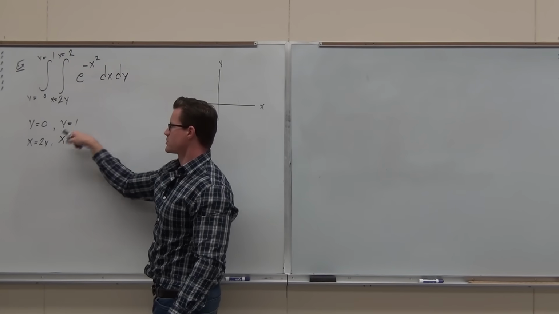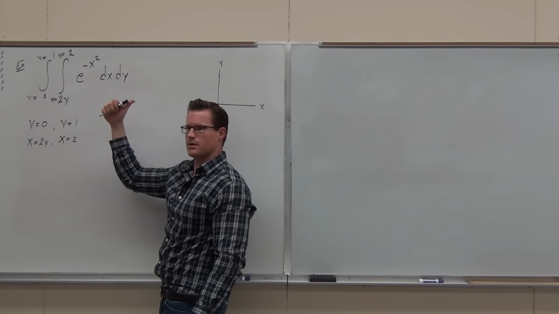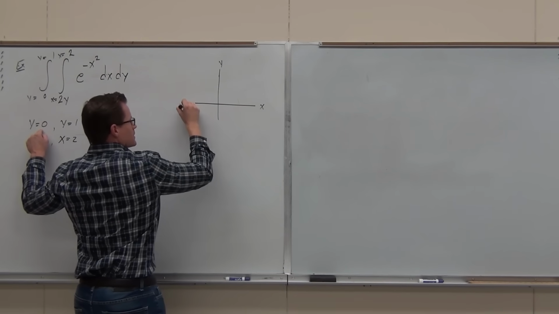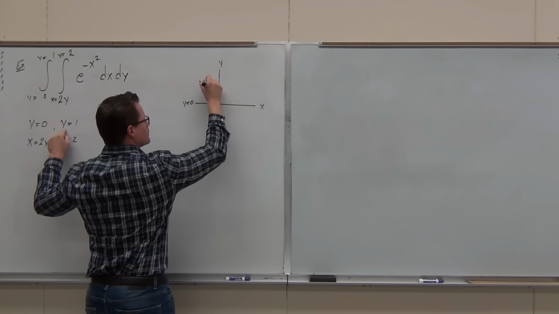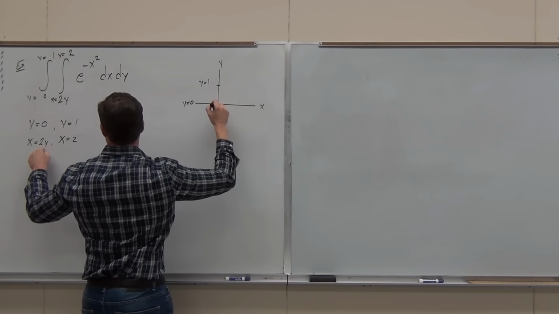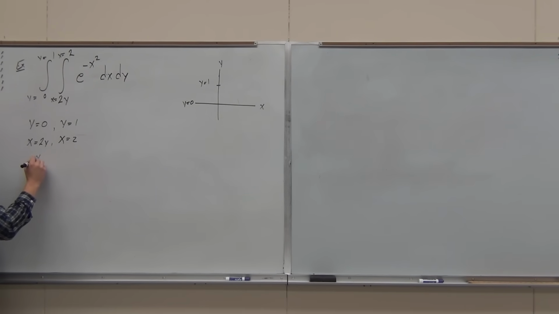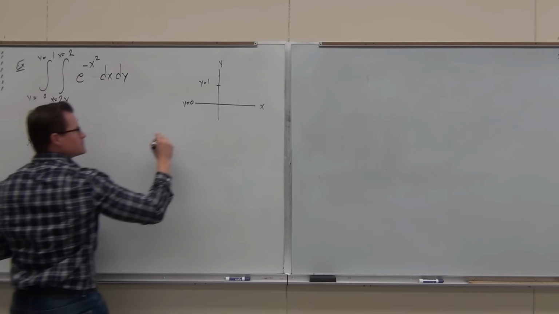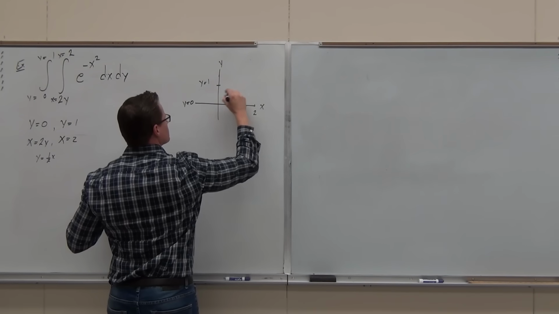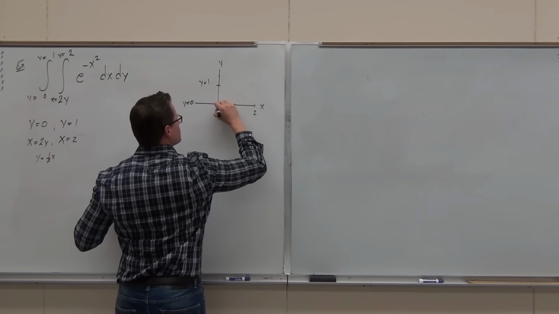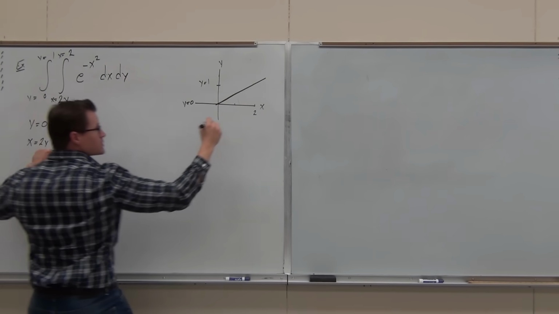Hey, can you put all of these lines on that graph? Let's do it. Y equals 0 is there. Y equals 1. Well, that's like y equals 1/2 x if you want. We can solve it right here. And we have x equals 2. Well, that's pretty convenient.